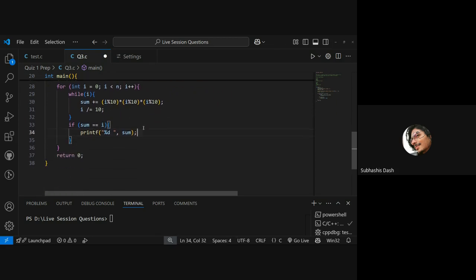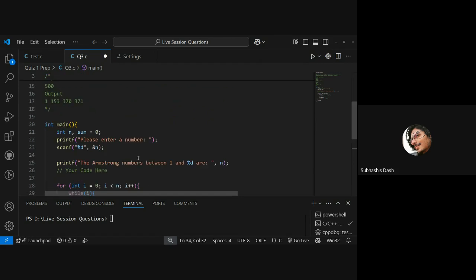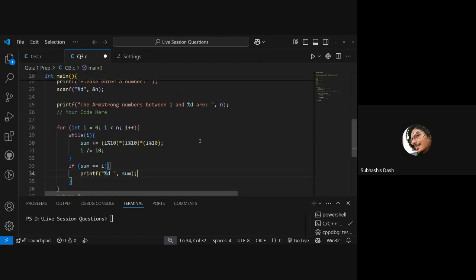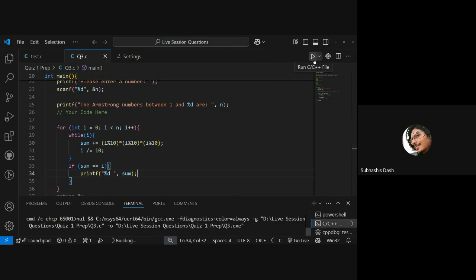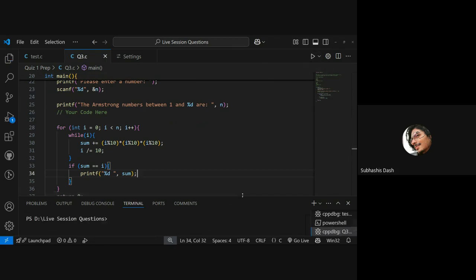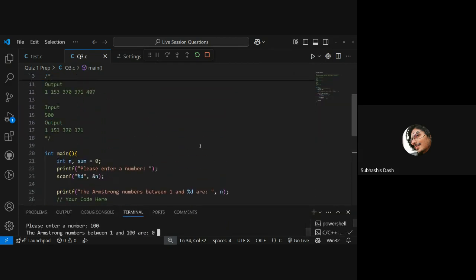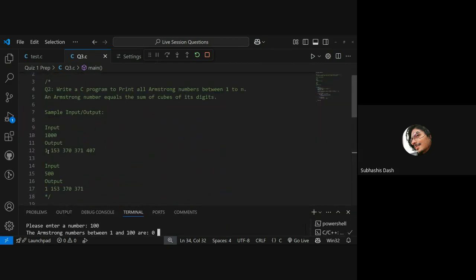So now this is the code, and I say that the code is ready. So should we test this? Yeah. Okay. So now, let's say that I want between 0 and 100. So it is telling that there are 0 numbers between 0 and 100. And from the sample input, we can see that that is true.